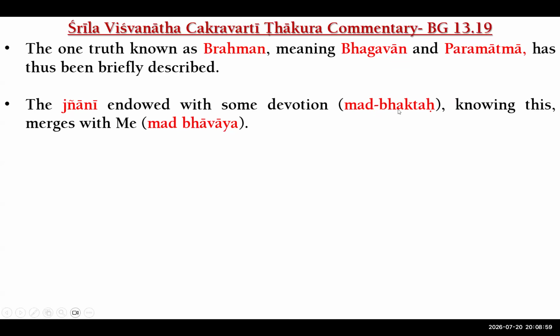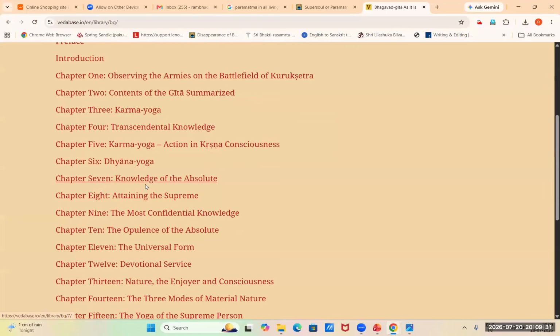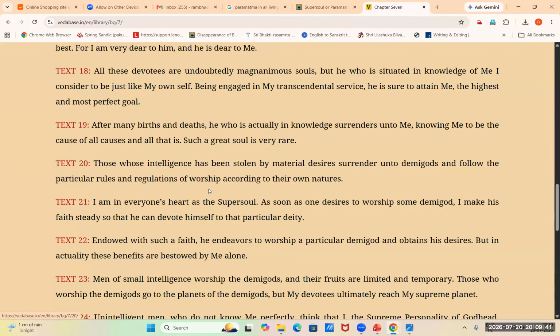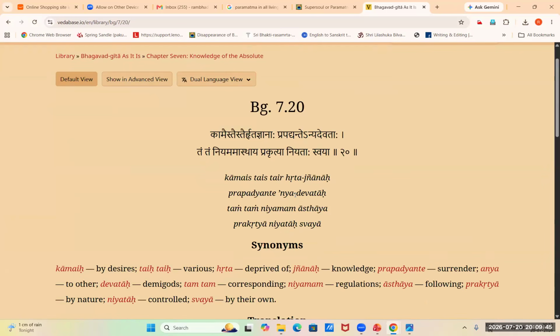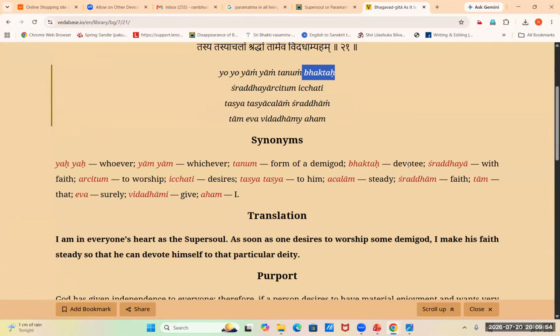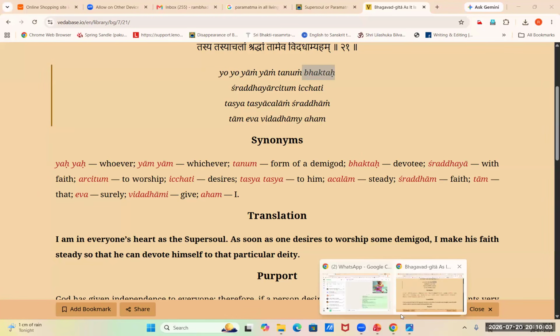The Jnani endowed with some devotion, Mad Bhakta. Please remember, sometimes we think we are devotees, and others, Jnanis and yogis, are not devotees. But see how Krishna is saying, they have some devotion, so they are also bhaktas. And Krishna had used the same term even for the worshippers of demigods, in the seventh chapter: kamais tais tair hrita-jnanah prapadyante anya-devatah. And in the next verse, yo yo yam yam tanum bhaktah, Krishna is calling them also bhakta, devotee. So sometimes we have our understanding, but we should broaden our understanding.